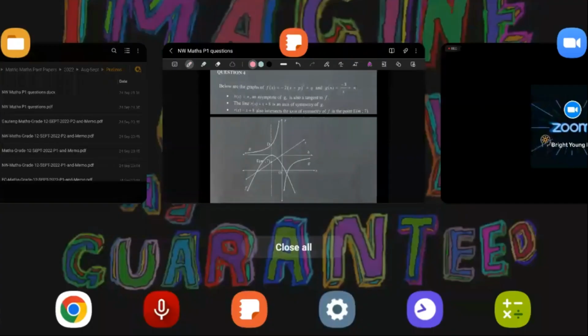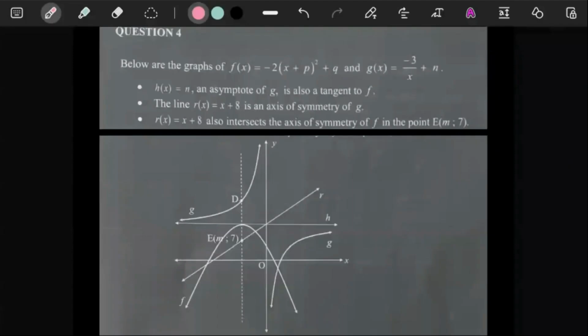Question number 4, it says, below are the graphs of f of x. f of x is a parabola. g of x is a hyperbola. And then it says here, h of x is equal to n, an asymptote of g. Wow, that's kind of weird. Oh wait, h of x is equal to n, so it means the y asymptote.